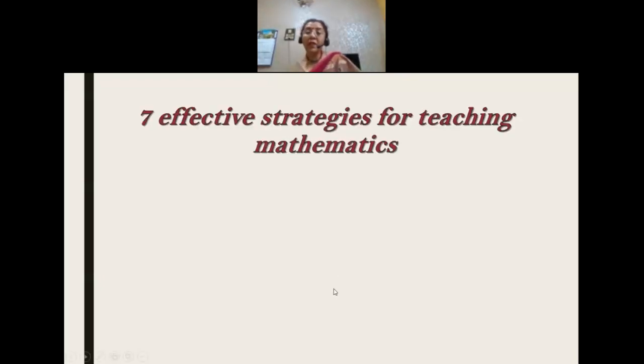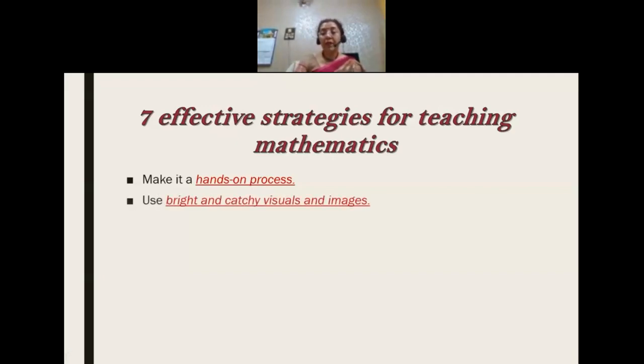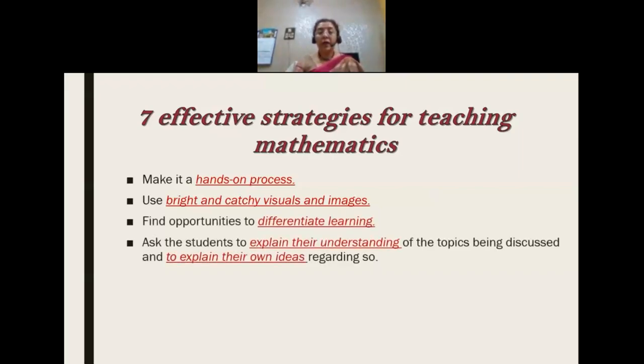So there are 7 effective strategies for teaching mathematics. First, make it hands-on as we are doing. Give bright, catchy visual images. I think the images I have shown till now are quite colorful and catchy. Definitely differentiate learning and ask the students to explain what they have understood. Not everybody, but at least 1 or 2 of them.